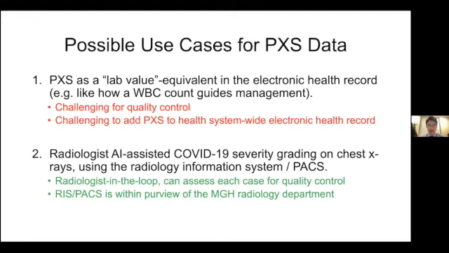And the idea here is that the radiologist could provide a categorical severity score based on the PXS score, and just report that in the chest radiograph. In this way, the radiologist is in the loop, can assess for quality control, and because the information is coming through the radiology information system, or the PACS, it's under the purview of our radiology department. It's easier to test things and make changes than to change something that would affect the entire health system.